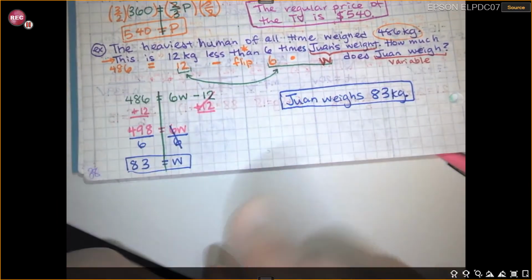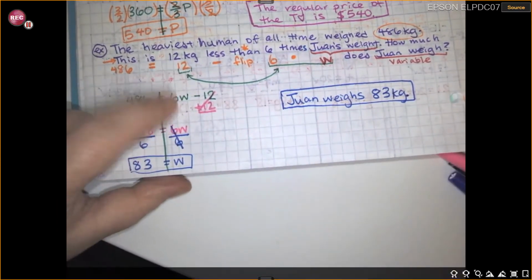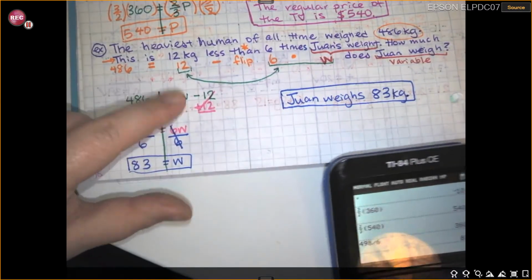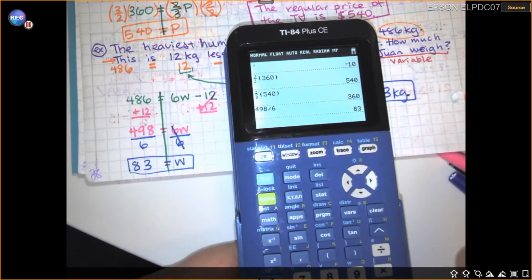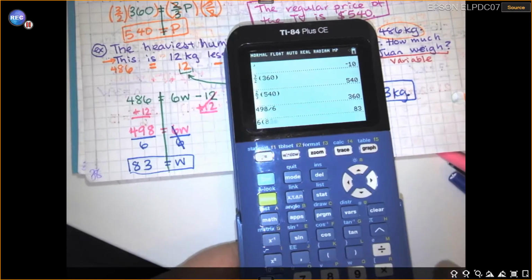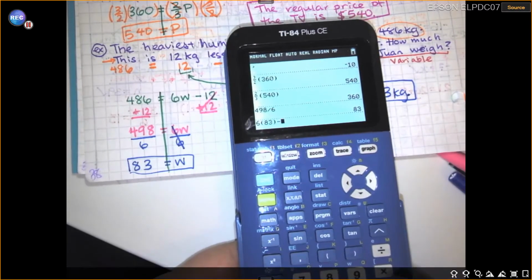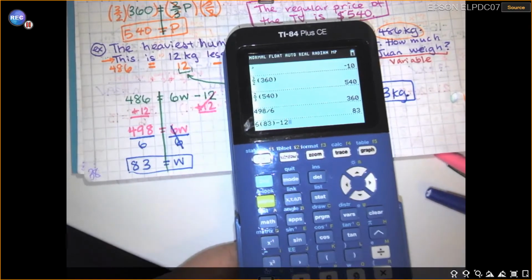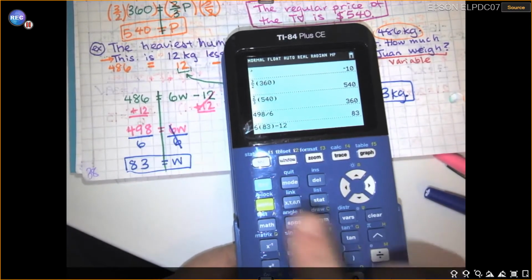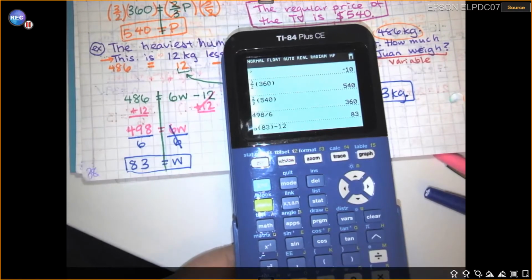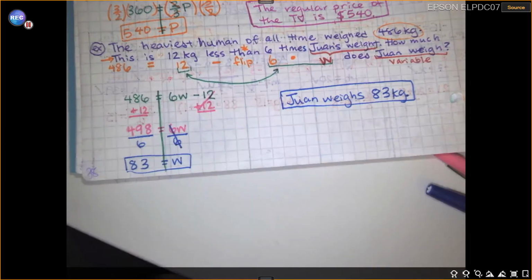Now, probably before I wrote my answer, I should have double checked that this is correct. If I put in 83 for W, do I get the right thing? So, we do 6 times 83 minus 12. So that would be 6 times Juan's weight, and then 12 less than that. So that's why that comes second. Enter is 486. Great. And there you go.